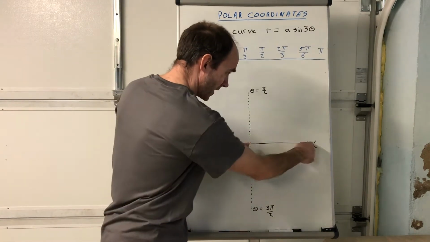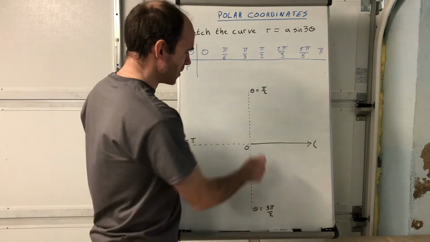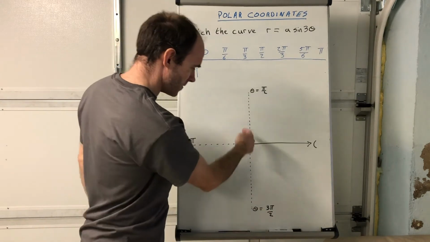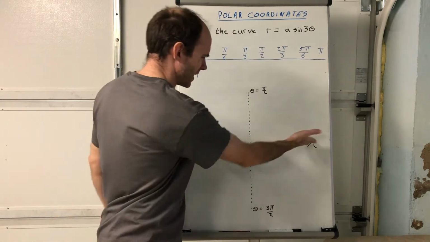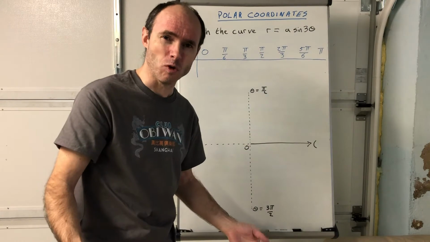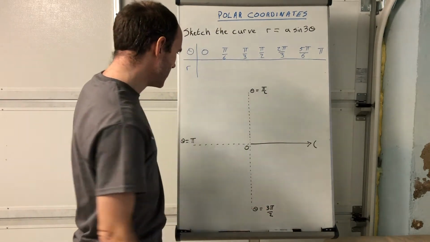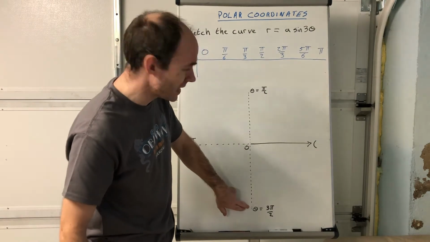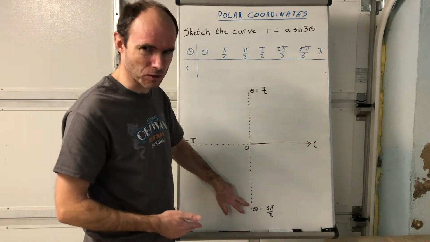So the initial line and the pole, and I always find it extremely useful to put in pi over 2, 3 pi over 2, and pi. Effectively an x and y axis in Cartesian form, but we shouldn't call them that with polar coordinates. It is handy to have these in. Sometimes I'll label that as theta equals negative pi over 2, but for this example I've just put it as 3 pi over 2.